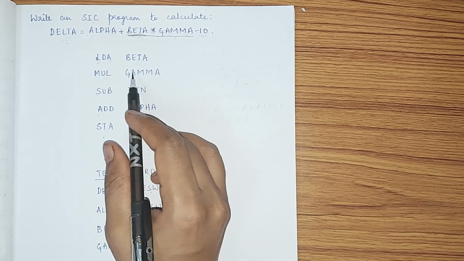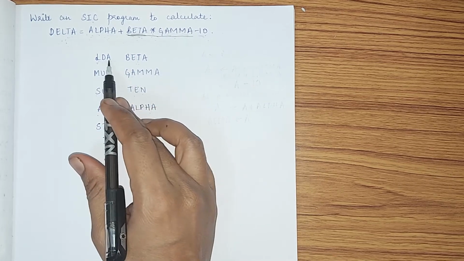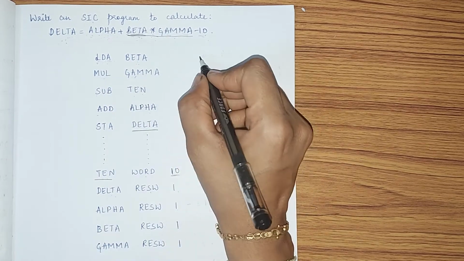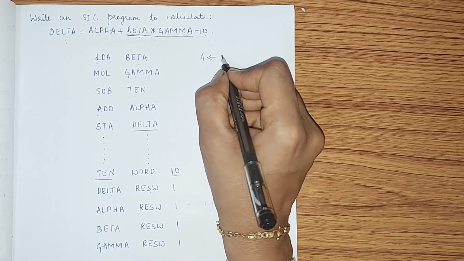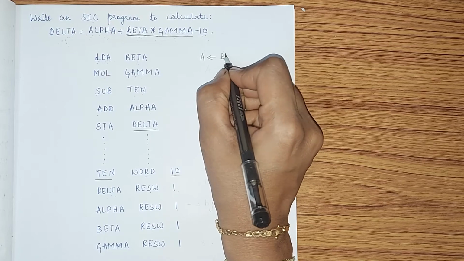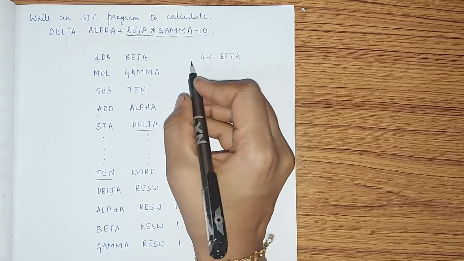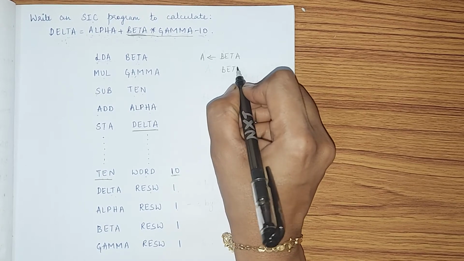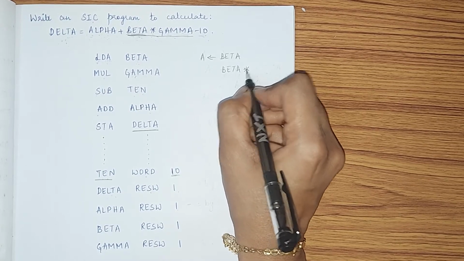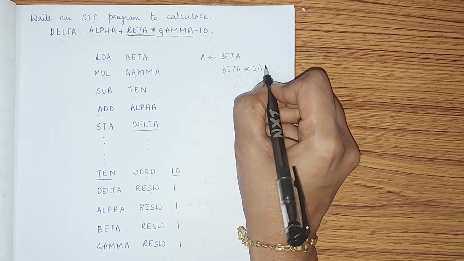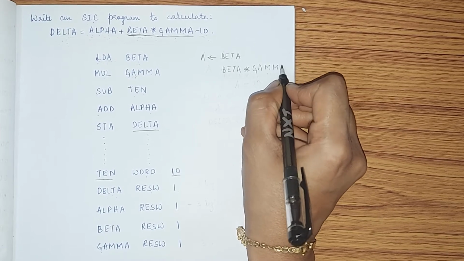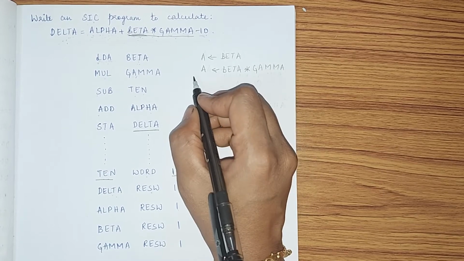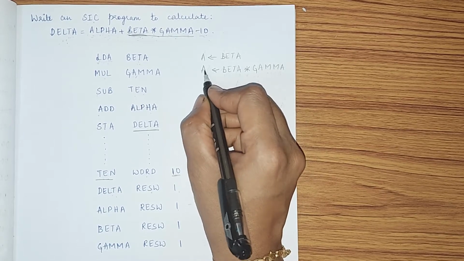And then we are going to multiply the value that is stored in the accumulator with gamma. So what happens over here? Into the accumulator, beta is loaded, and then that value is multiplied with gamma. So what does our accumulator contain? It contains beta now, that is multiplied with gamma and loaded again back into our accumulator A.